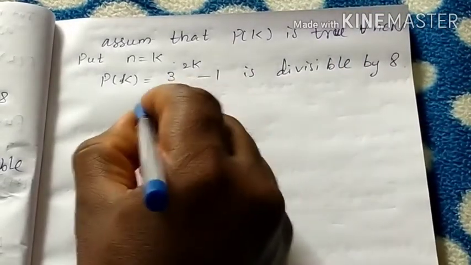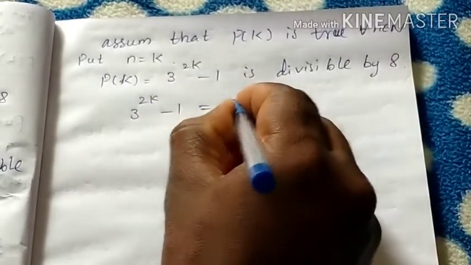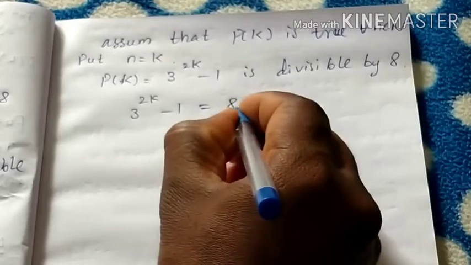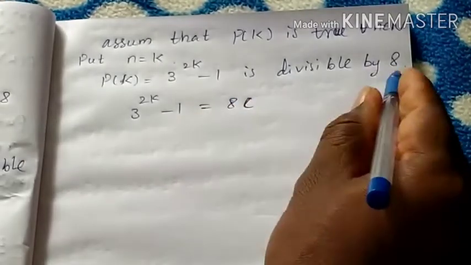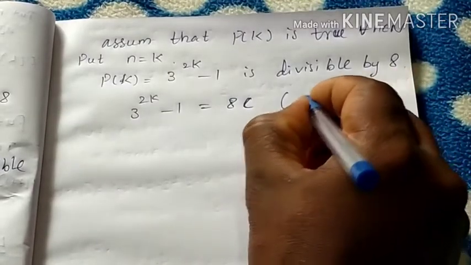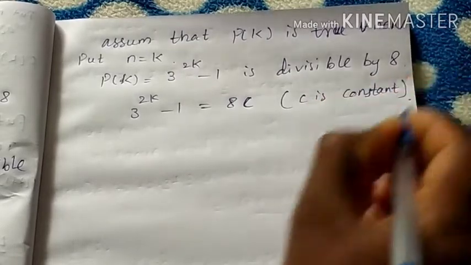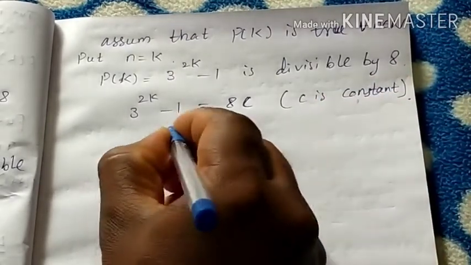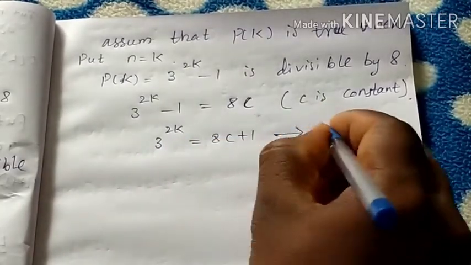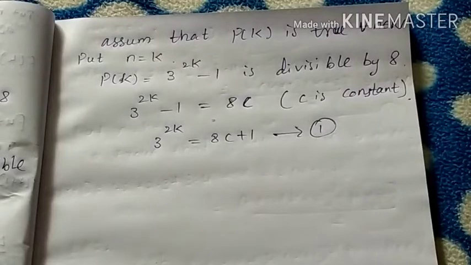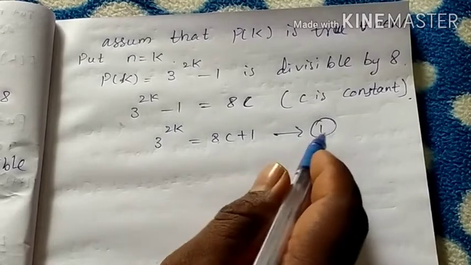So 3 power 2k minus 1 equal to 8c. This is equal to multiples of 8. All multiples of 8 values are divisible by 8. Here c is the constant. Next, 3 power 2k equal to 8c plus 1. This is number 1. The kth value, 3 power 2k equal to 8c plus 1. This is the first assumption.